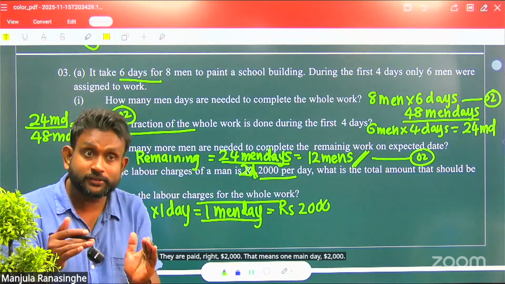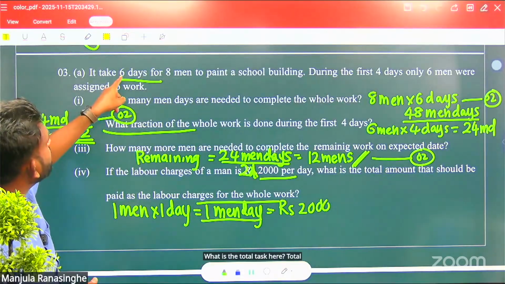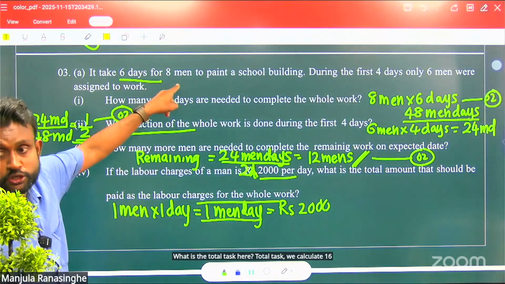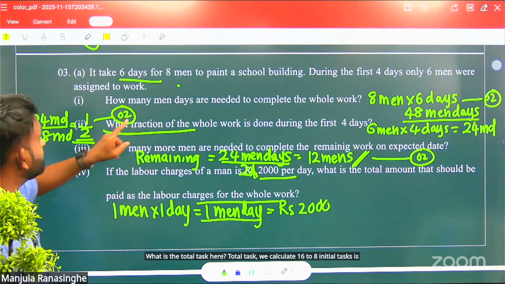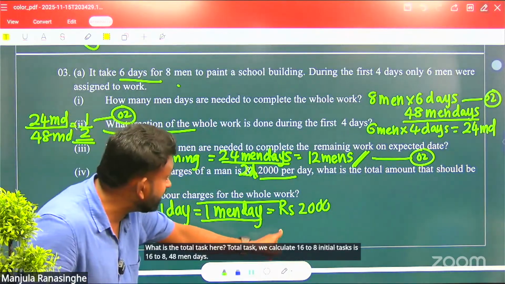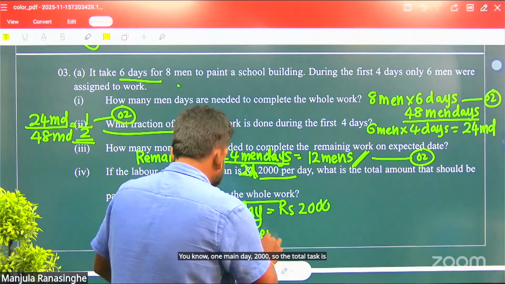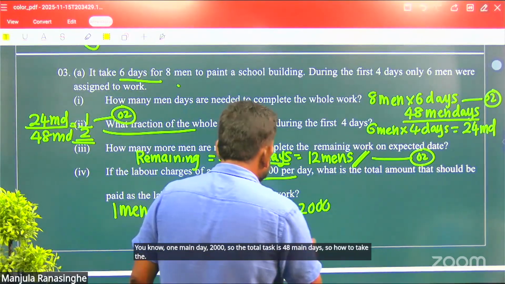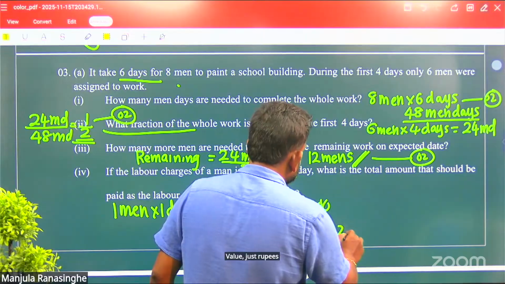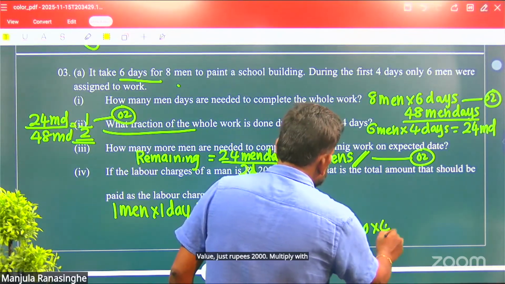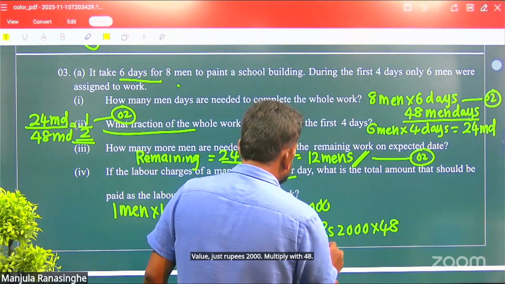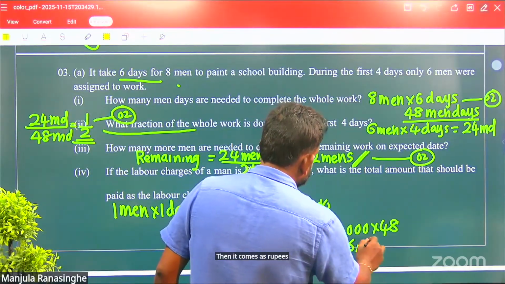What is the total task here? The total task we calculate is 6 into 8, 48 man days. And now one man day is 2000. So the total task is 48 man days. So how to take the value? Just rupees 2000 multiplied by 48. Then it comes as rupees 96,000.